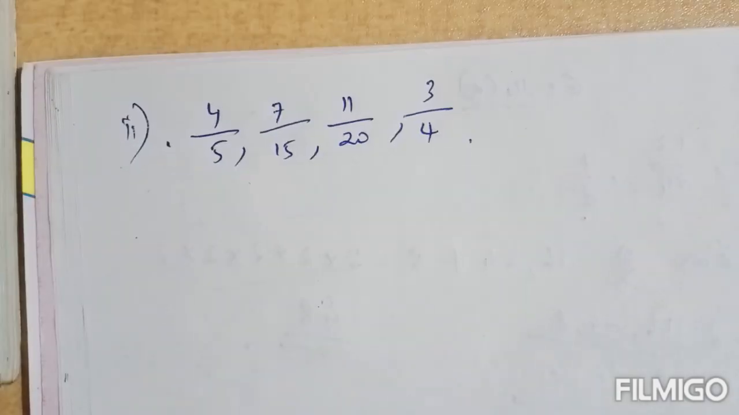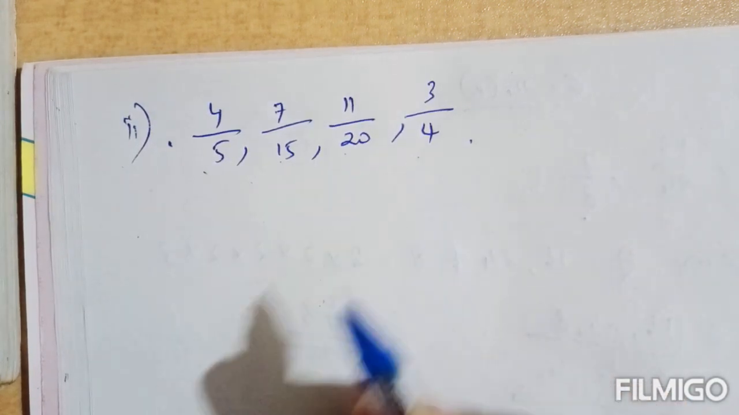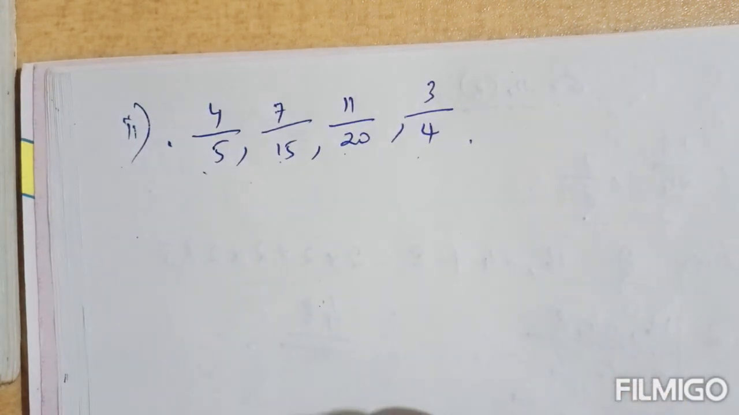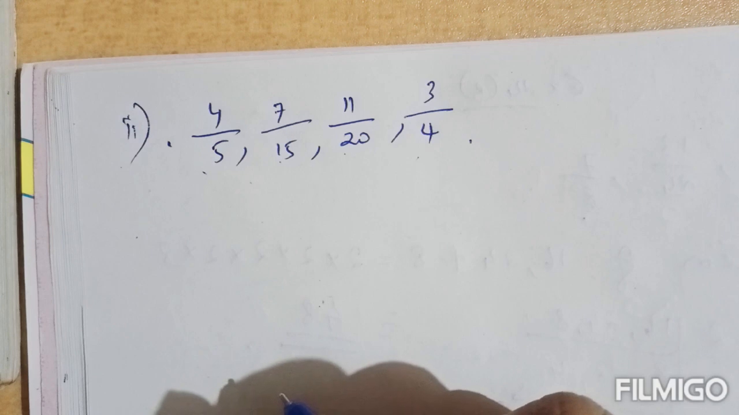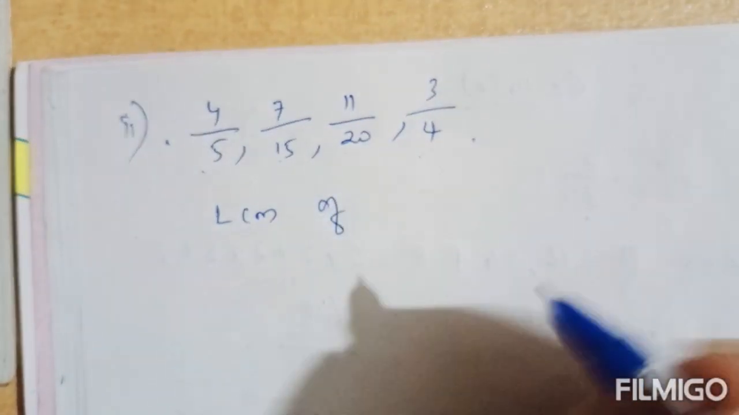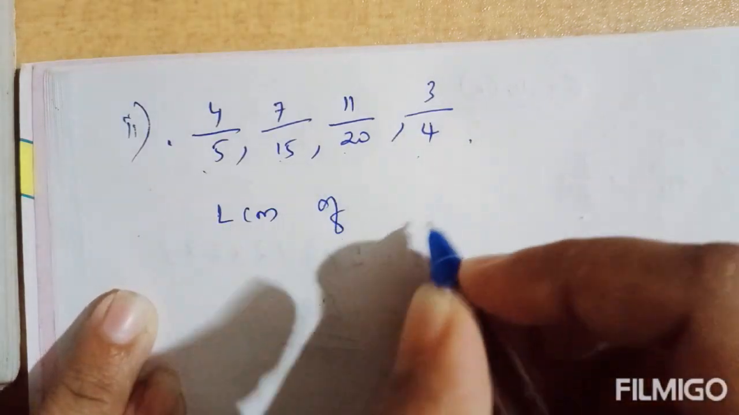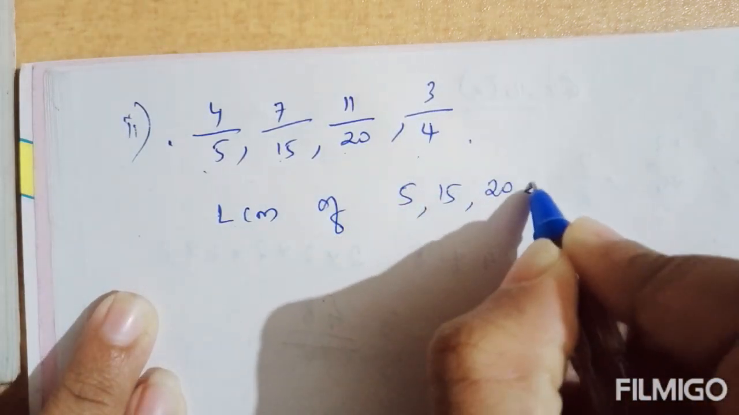Second question: 4 by 5, 7 by 15, 11 by 20, 3 by 4. You have to arrange these fractions in their descending order. Okay. So in these fractions also denominators are not same. Denominators are different. So we have to make the denominators same. For that what we have to take? We have to take LCM of denominators, that means LCM of 5, 15, 20 and 4.